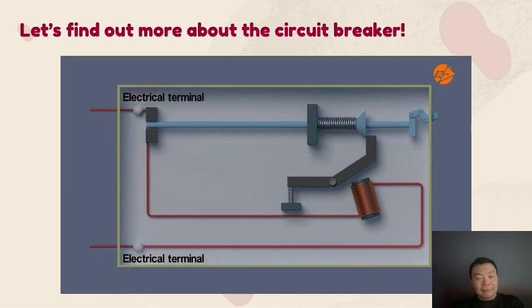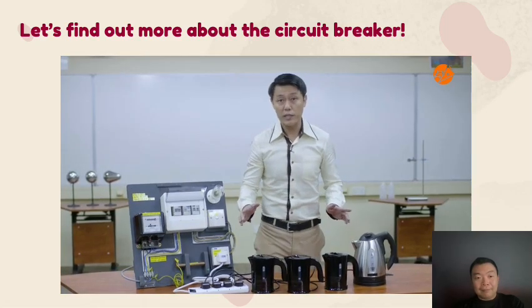Two electrical terminals which are connected to the live wires. Current flows in and out of the circuit through these terminals. And lastly, a solenoid. We will see how the solenoid works later. Let's see the circuit breaker in action.